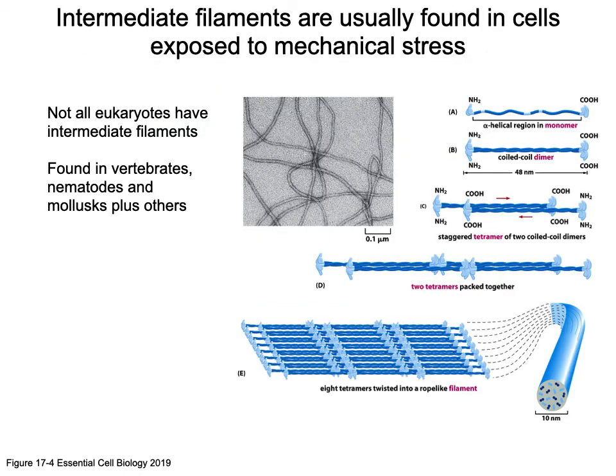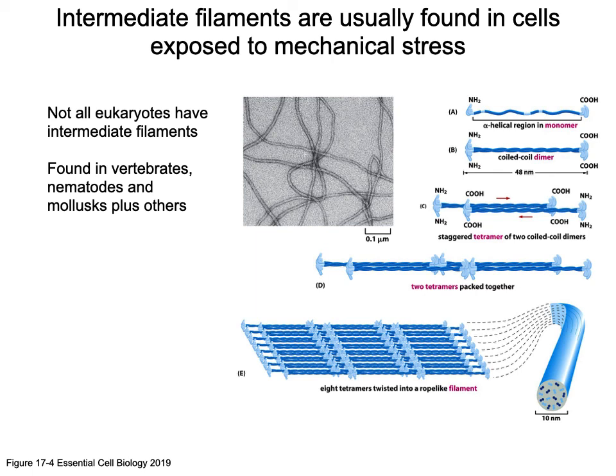So as I mentioned, there's this mechanical stress and flexing that's going to be happening to cells, and so intermediate filaments allow cells that are constantly exposed to stress, like the ones in your GI tract, to be able to deal with that.